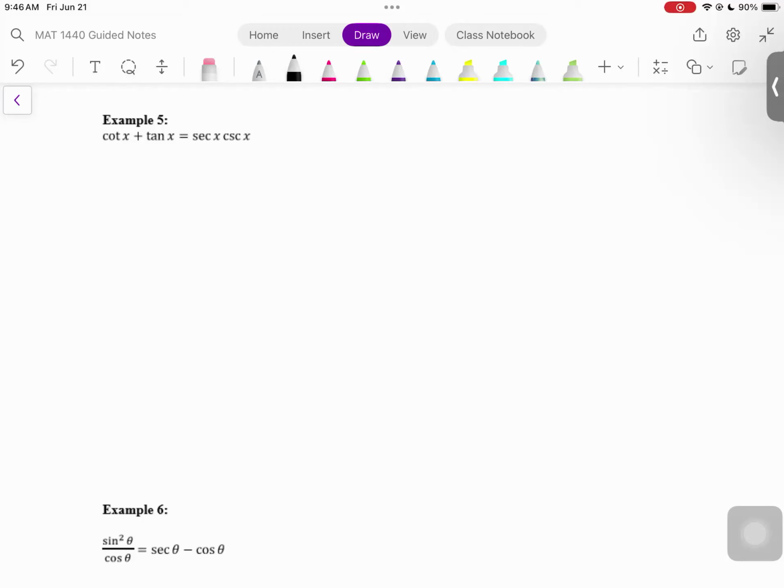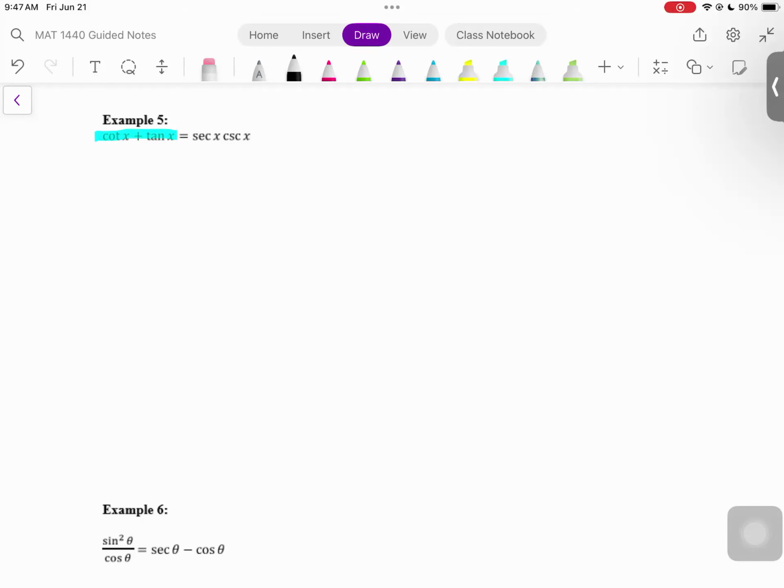Cotangent theta plus tangent, see, I just did it. Cotangent x plus tangent x equals secant x times cosecant x. We're going to start with the left-hand side and see if we can work with that. Oftentimes, if I've got two sides of an identity, where one has addition or subtraction and the other has multiplication or division, I try to start by manipulating the side with addition or subtraction. I find that that's usually a little bit more straightforward, but again, not always the case.